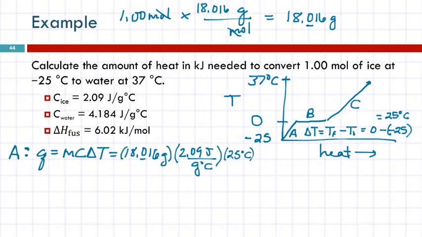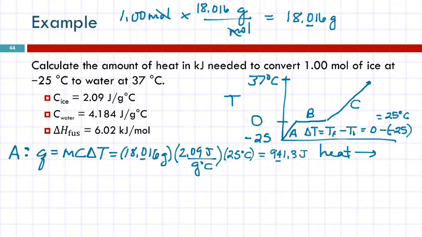So I do the math there. 18.016 times 2.09 times 25. That's 0.941, and that should have 2 sig figs, 0.3 joules. Any questions?